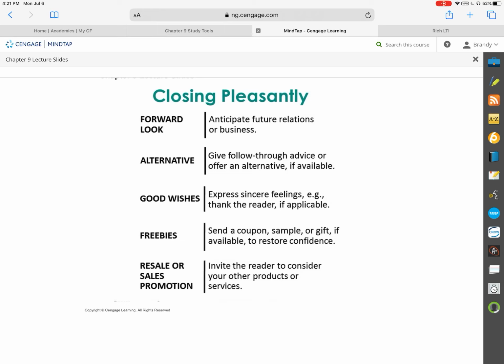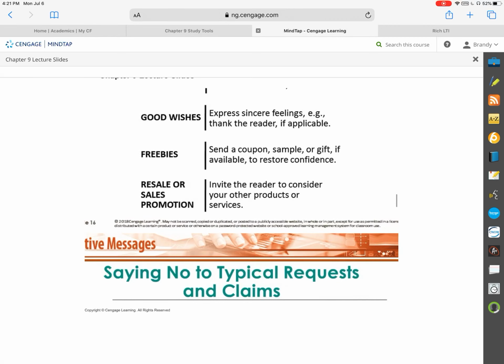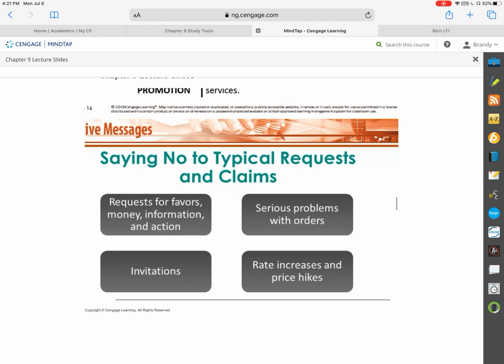The book goes through a lot of different ways that you can do that. You can do so by closing with a very forward look. You can give an alternative. I can't do this, but possibly I could do this for you. Good wishes. If you can offer coupons, freebies, samples, gifts, that's always a good thing. Invite the readers to consider other products if you can't give them help on a specific product. So these are all ways we can close in a positive way.